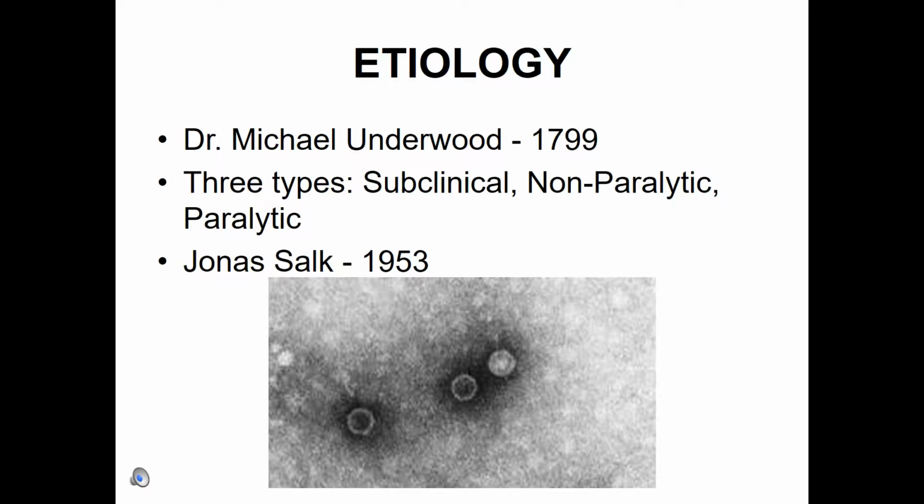The first type is referred to as subclinical. Now, this type makes up approximately 90% of all polio cases, and most patients with this type experience no symptoms and have no problems with their central nervous system.